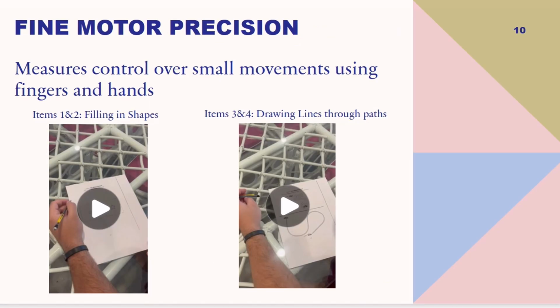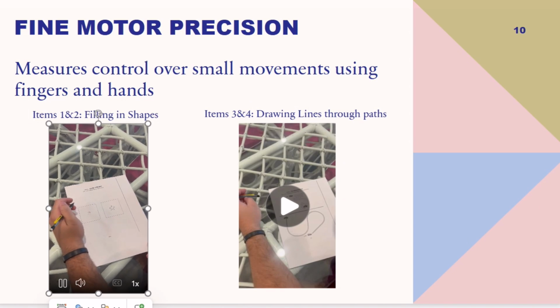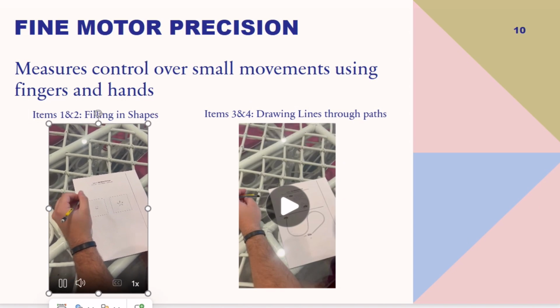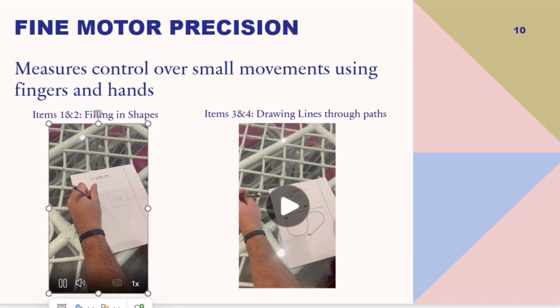Okay, so now we're going to start with the fine motor precision subtest, and this measures control over small movements using the fingers and hands. First up, we're going to watch items 1 and 2, which is filling in the shapes. Okay, fill color in the circle and try to stay inside the lines.